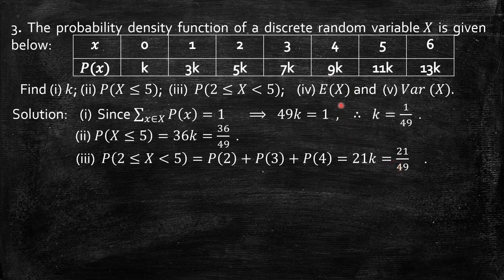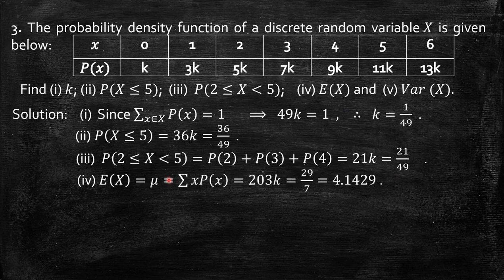The next is expectation and variance. We have the formula: expectation of x, that is the mean mu, is the summation of x into p of x. So that is the sum of the product of x and the corresponding p of x: 0 into k plus 1 into 3k plus 2 into 5k, and so on. If I do that, it gives 203k, which is 203 times 1 by 49, which simplifies to 29 by 7 or 4.1429.